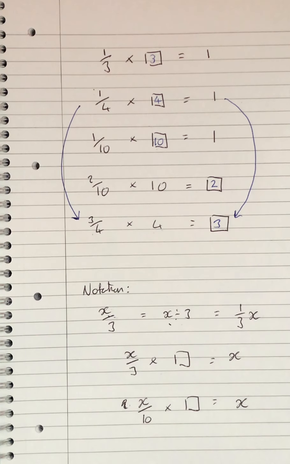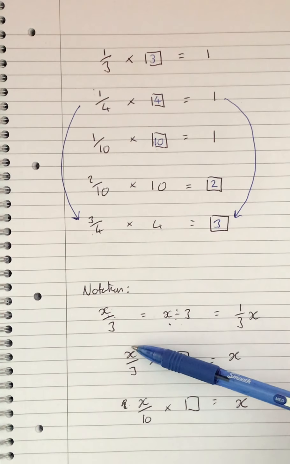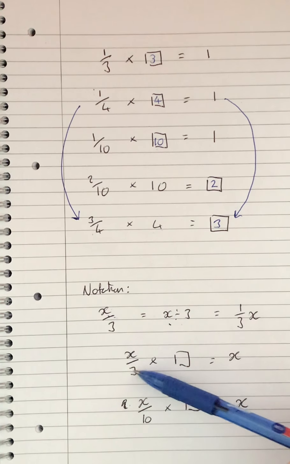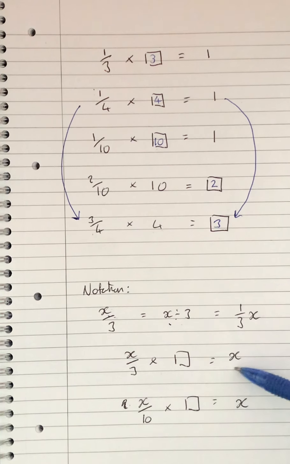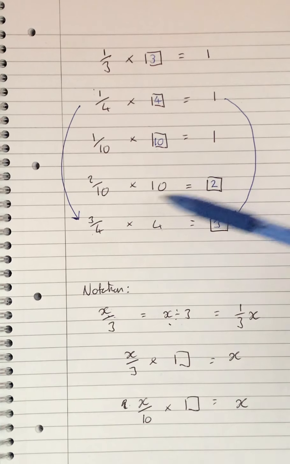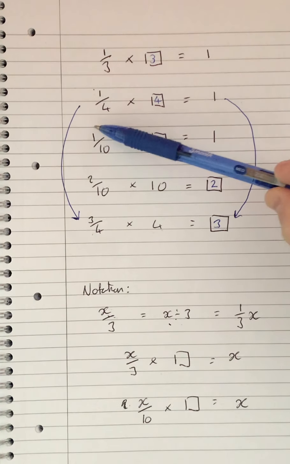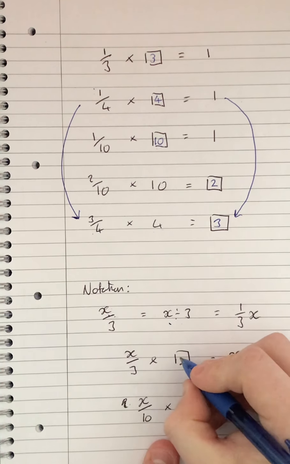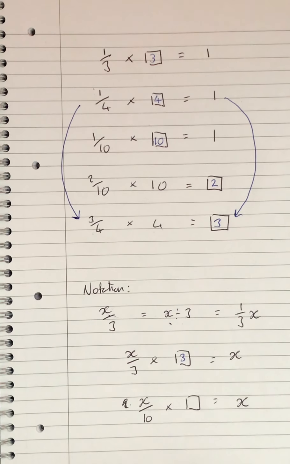Now, I want you to look back at these questions. We have got x over 3. We want to get to x. What are we going to multiply x over 3 by to get back to 1 whole x? Think about what we multiplied 2/10 by to get to 2, 3/4 by to get to 3, 1/10 by to get to 1. We are going to multiply x over 3 by 3 to get back to the whole thing. And hopefully that makes sense. If you've divided something by 3, to get back to the original number, you would multiply by 3.